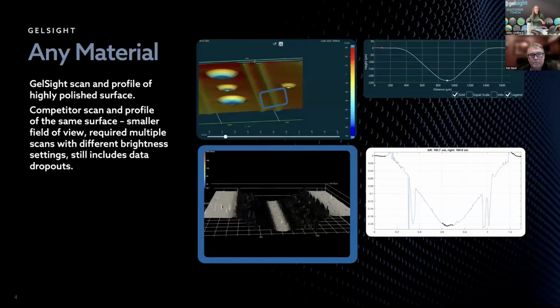And here's an example of a highly reflective surface. On the top, we have a scan and profile taken with a GelSight system. And on the bottom, we have a scan and profile taken with a competitive system. So GelSight eliminates those issues caused by reflectivity and transitions between surface materials that lead to spikes or dropouts in the data that you can see on that profile at the bottom. That's typical with a lot of competitive measurement systems.